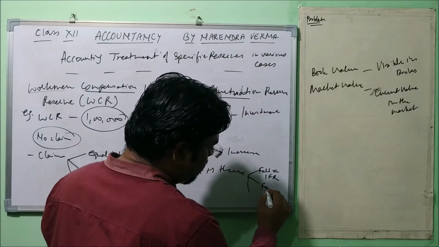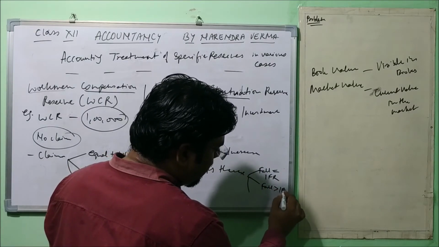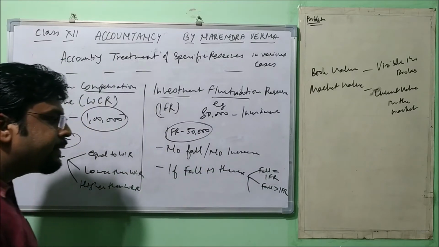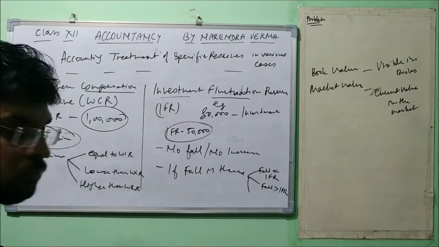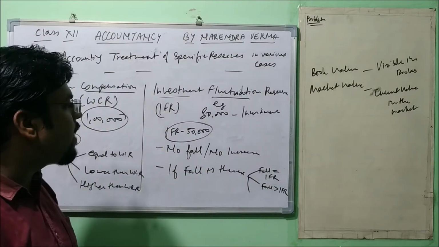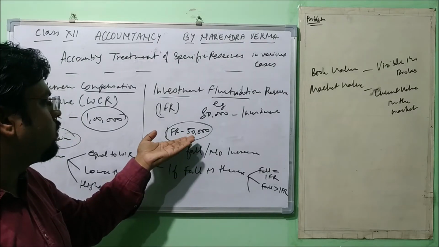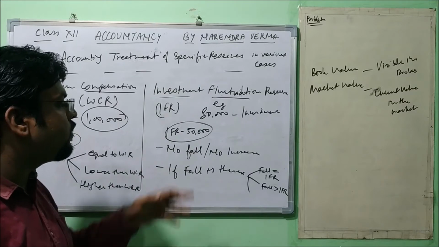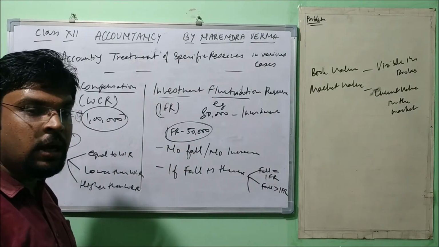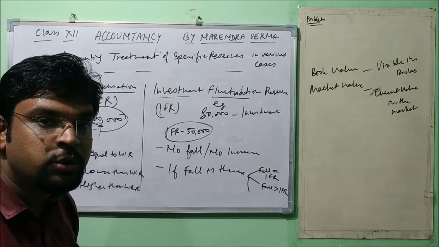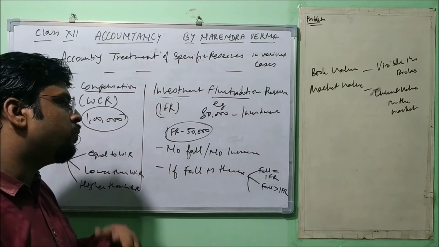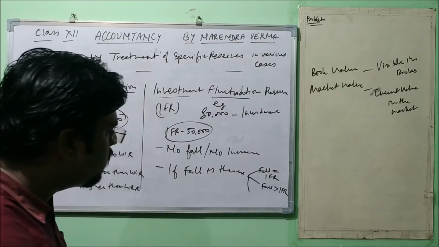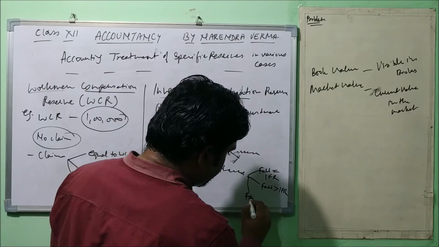Okay, if the fall is more than IFR, right, then there is a problem. Okay, because what's going to happen? Say for example, they have IFR of 50,000 and the fall is 70,000. 50,000 will be set off from here. What about the remaining 20,000? So 20,000 will be borne by the partners. Understood?